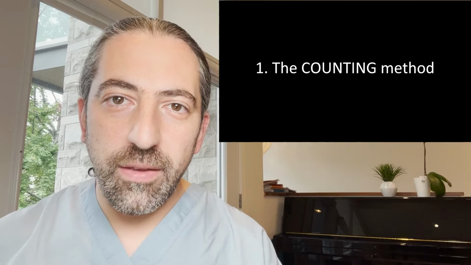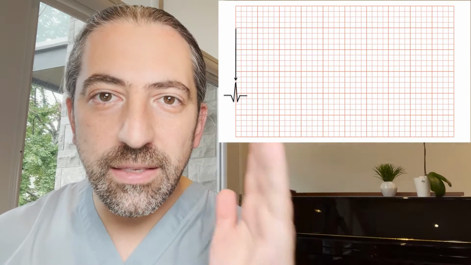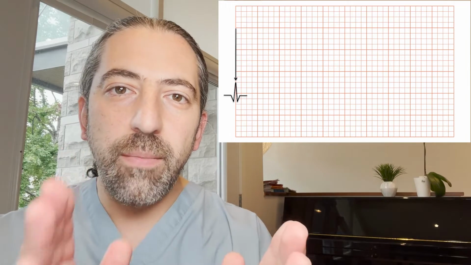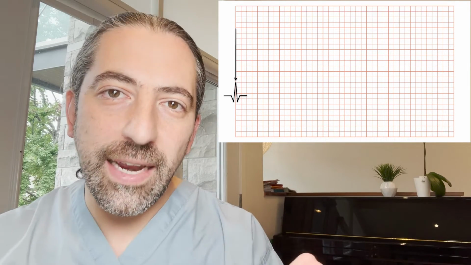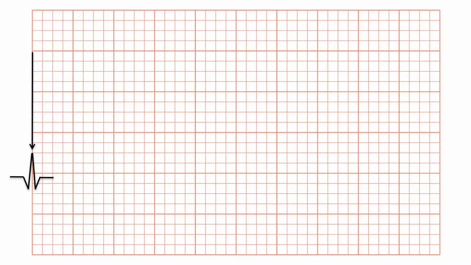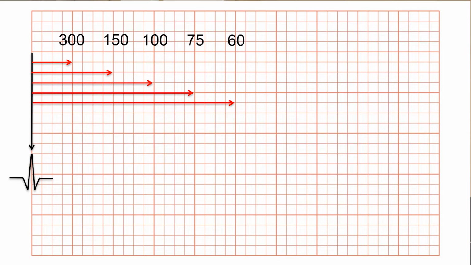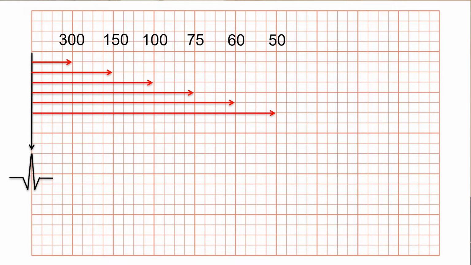For the counting method, you need to find a QRS that lands close to the beginning of a large square, and then count the number of large squares until the next QRS complex. And the sequence of numbers are 300, 150, 100, 75, 60, 50. Most people will stop right there and just remember that sequence: 300, 150, 100, 75, 60, 50.